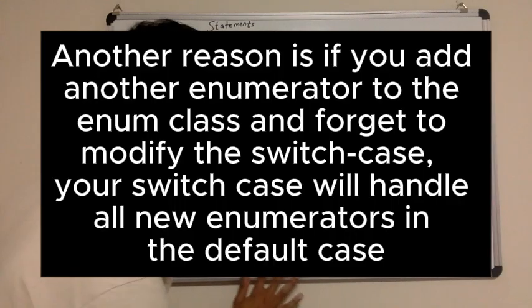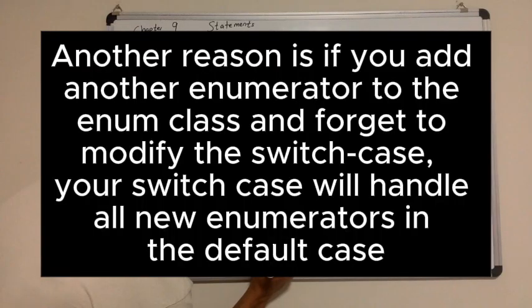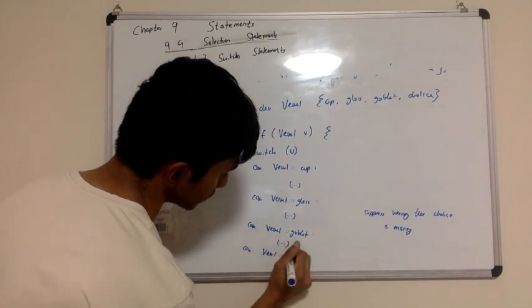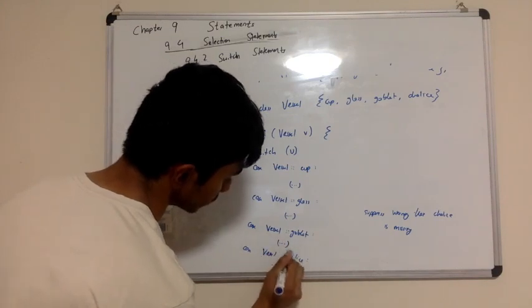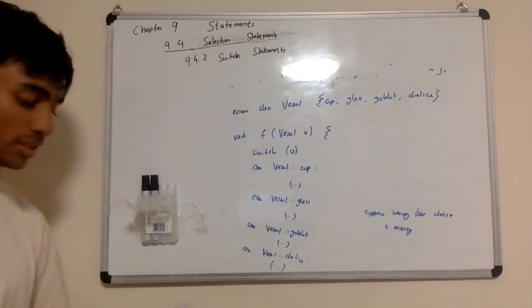So you want to be very explicit with your comparisons, and in this case, say case vessel chalice, colon, and then do whatever you want. So be super explicit about all your cases with enumerators and enum classes.